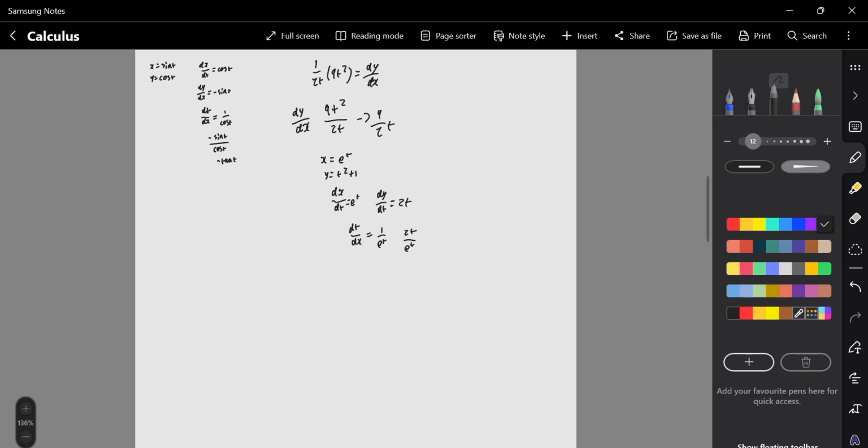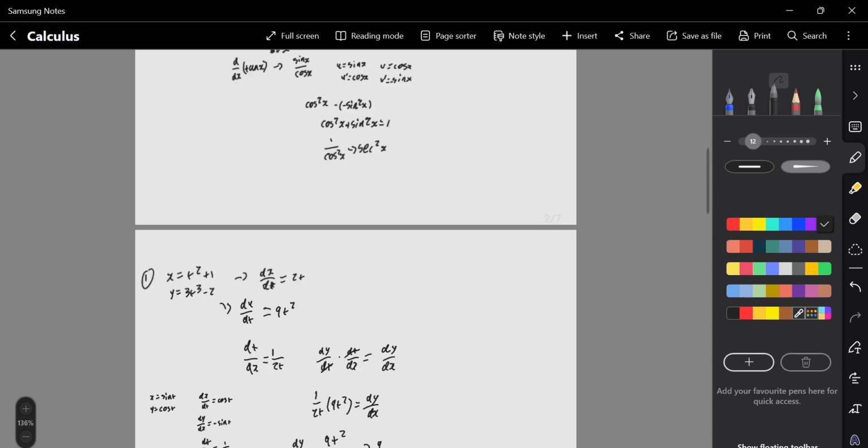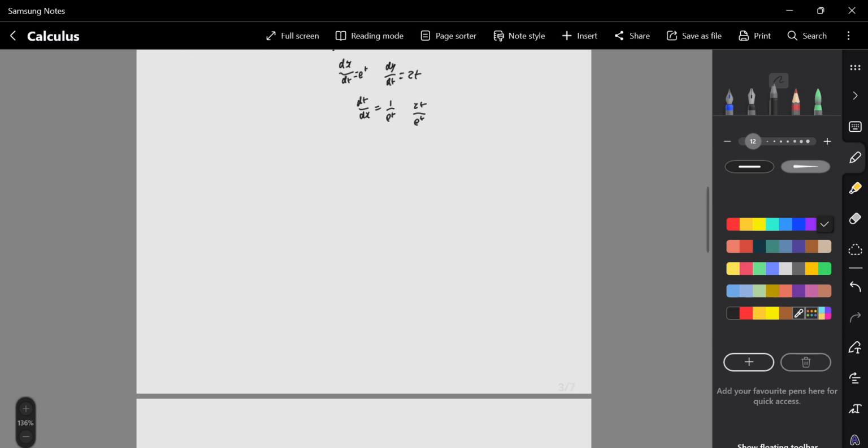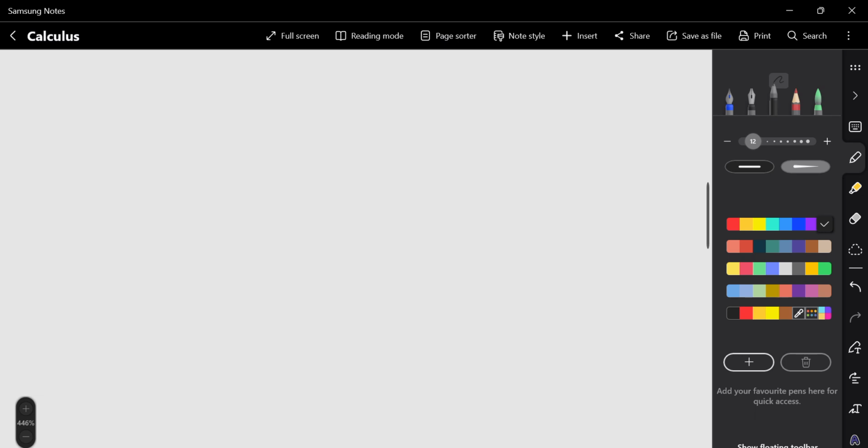Cool. Okay. Next up, the big boy. For some reason, everyone always struggles with this. Implicit differentiation. Oh, this is such a long video. We're 40 minutes in. But that's good practice. So, implicit differentiation. This is where you're going to have x's and y's. So, x squared plus y squared equals 25. Circle question.